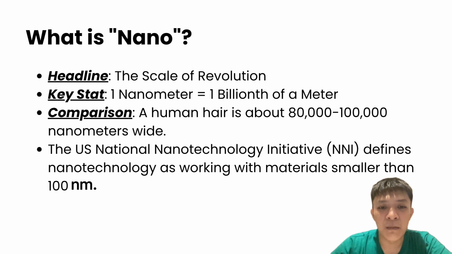At this scale, materials start behaving differently. Their color, strength, or electrical properties can change completely. For instance, gold nanoparticles look red instead of gold, and carbon can become stronger than steel when arranged as nanotubes. These special properties are what make nanotechnology so exciting, especially when applied to living systems.